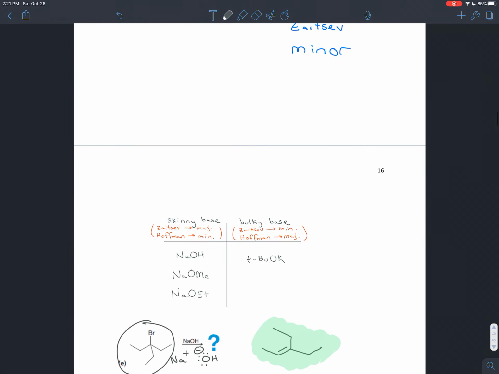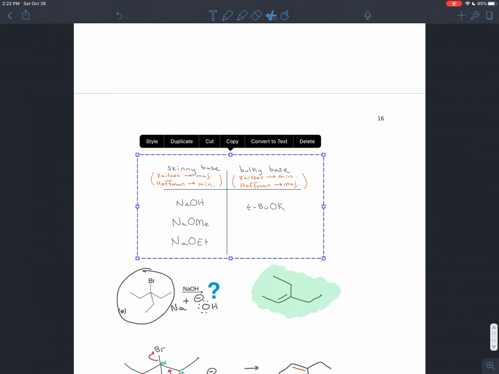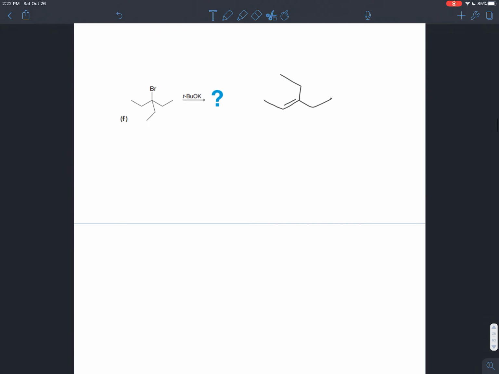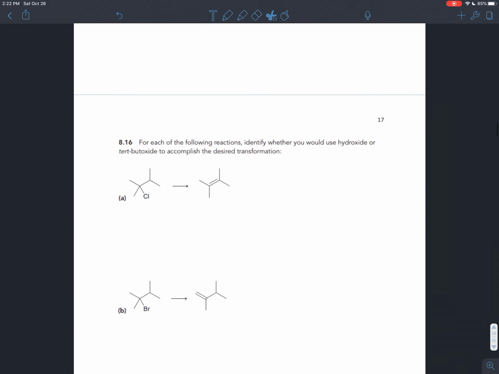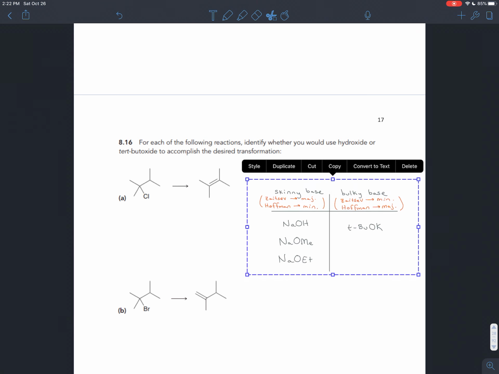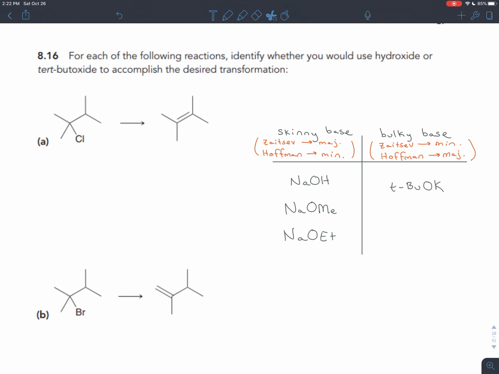Now, what we saw in the previous problem was that if you use a skinny base, that skinny base can reach any of the beta hydrogens. And so it will give you your Zaitsev product, the more stable product, most of the time. And you'll still get the Hofmann product, it just won't stick around as long, and so as a population you'd have less of those, because it's less stable.